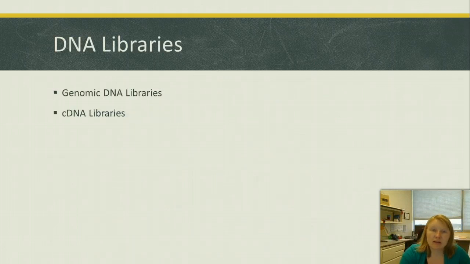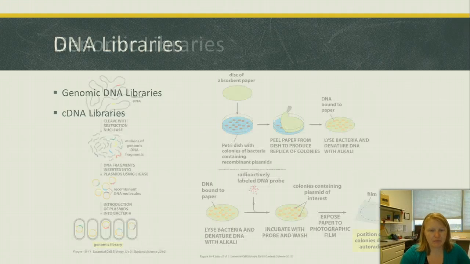So now let's talk about DNA libraries. There are 2 main types of DNA libraries. There's the genomic DNA library and the cDNA libraries. C stands for complementary, and we're going to talk about that a little bit here in these next couple slides.